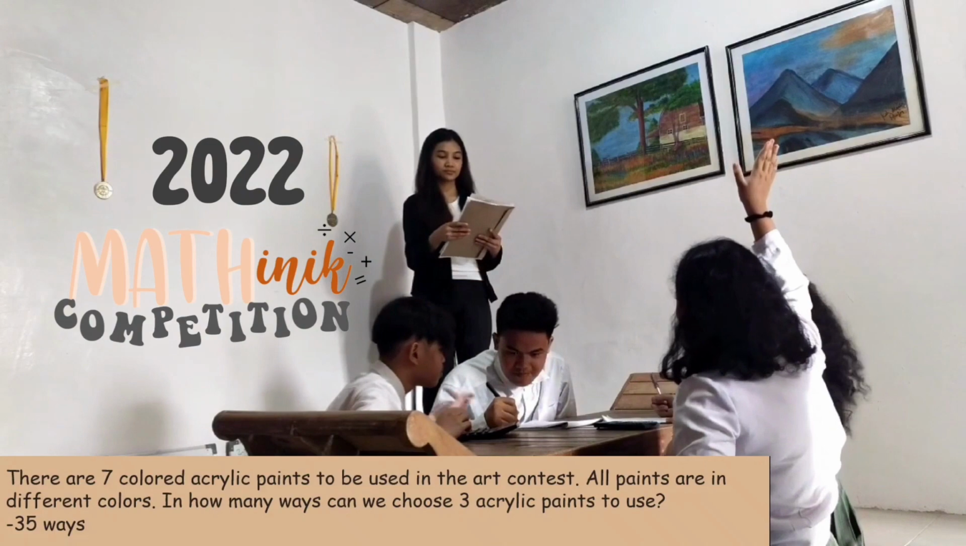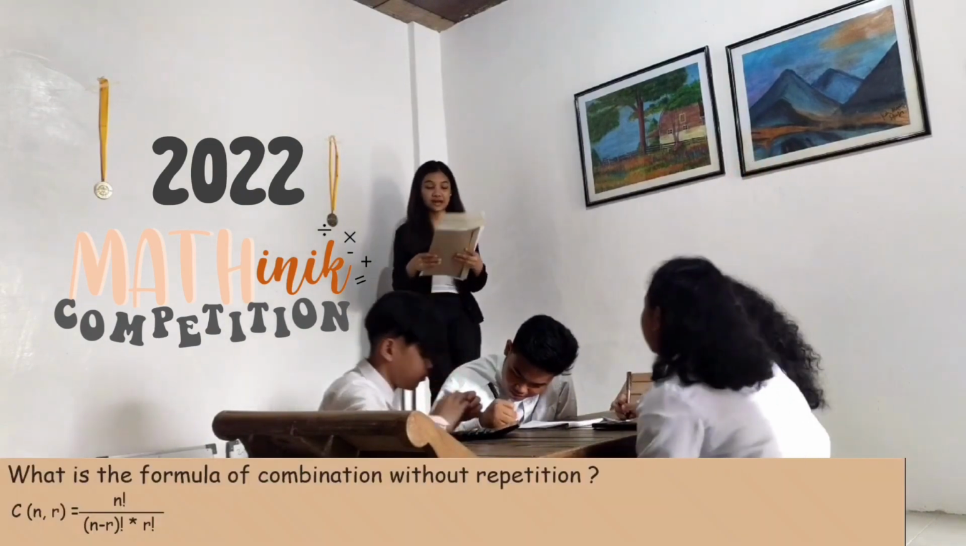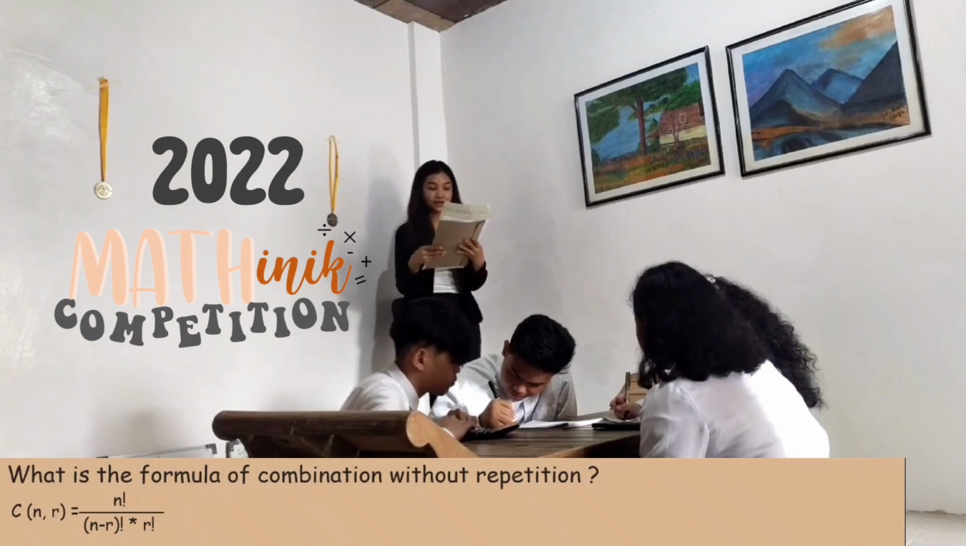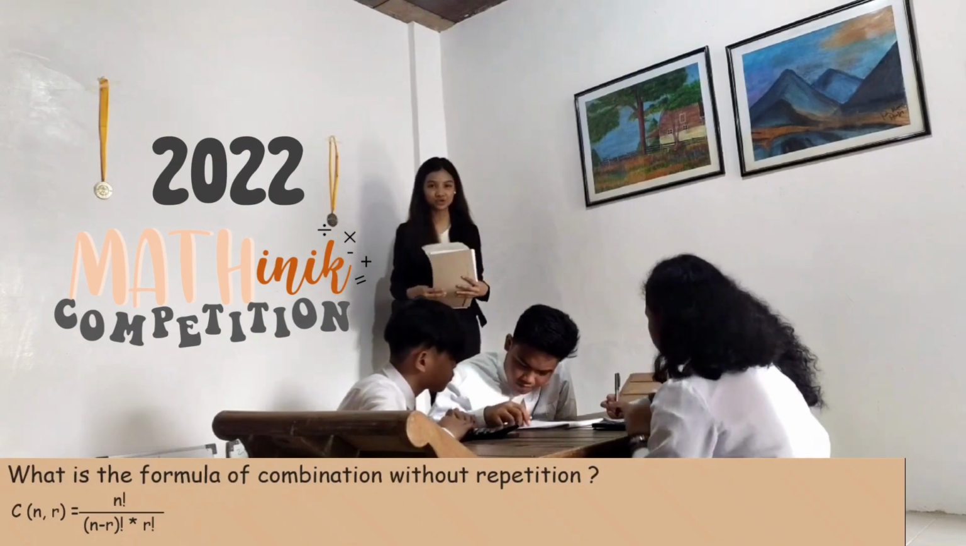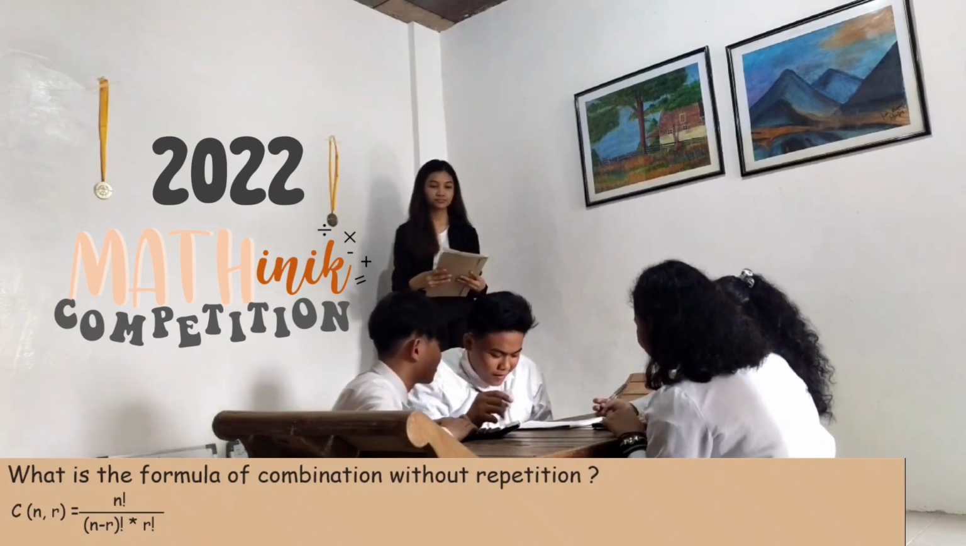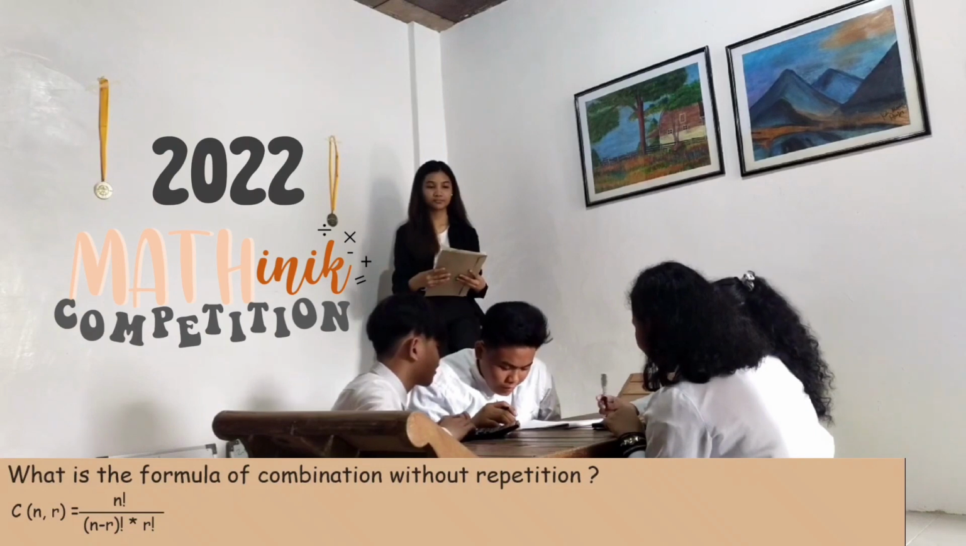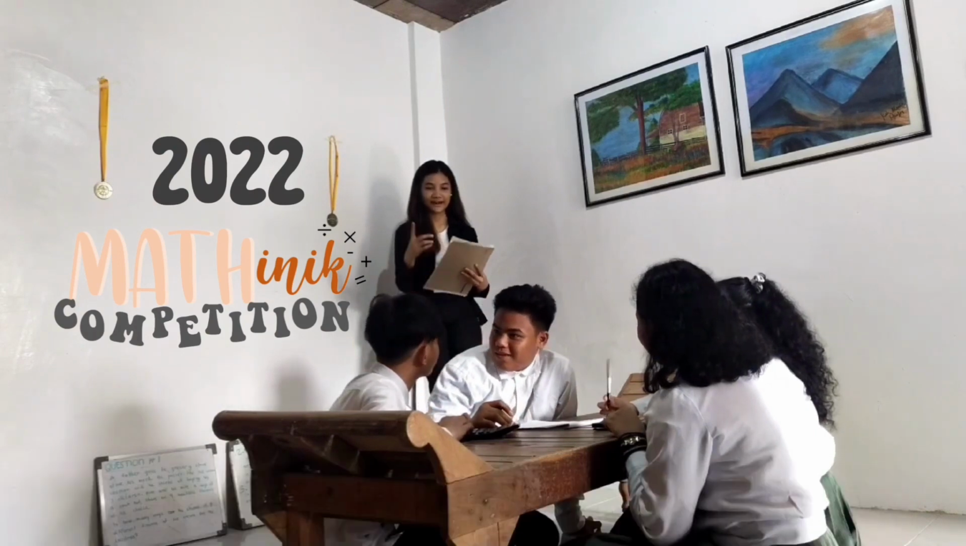Indeed, 35 ways. Correct, 2 points. For our question number 4, what is the formula of combination without repetition? Genesis? N factorial over quantity n minus r factorial multiplied by r factorial. Correct.